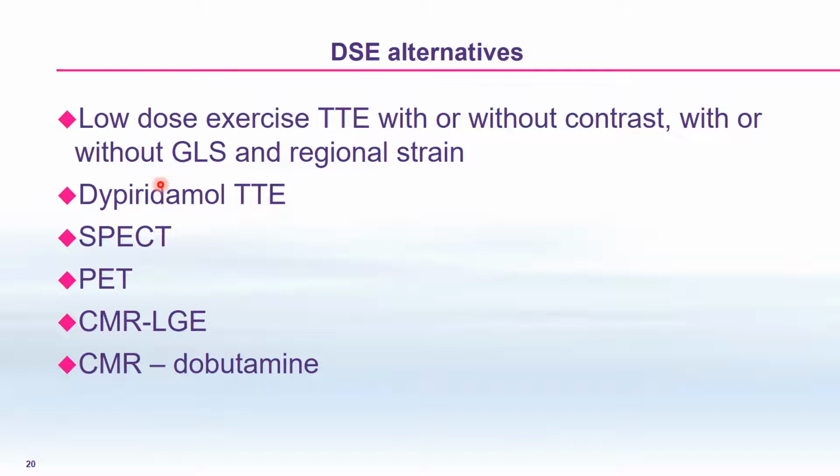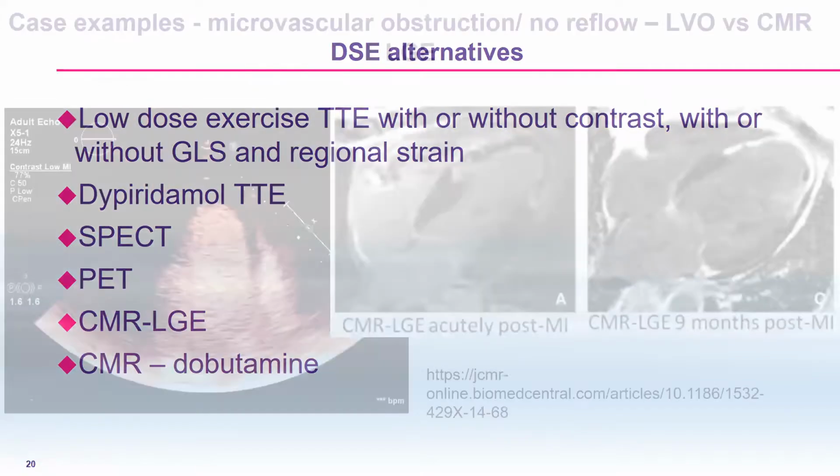You can use thallium, you can use technetium. Thallium gives more radiation. The PET, as already said, is expensive. You can do CMR for late gadolinium enhancement. But there is one problem there, that you cannot assess ischemia with simple CMR. So if you need an assessment for ischemia, then you need to do CMR with dobutamine, where you can see the contractile reserve as well, and you can try to induce ischemia, and you can do perfusion, etc.